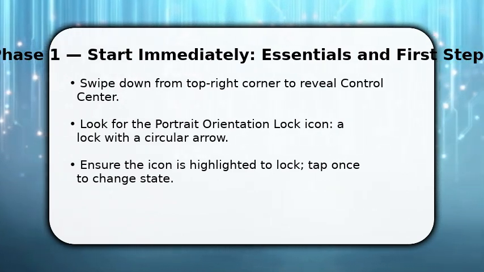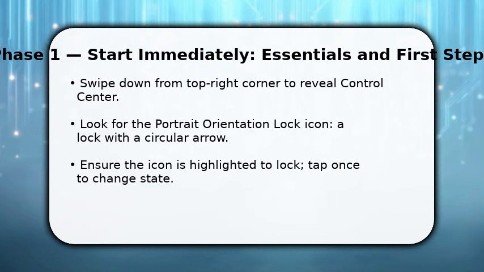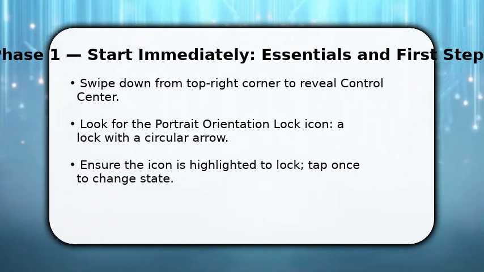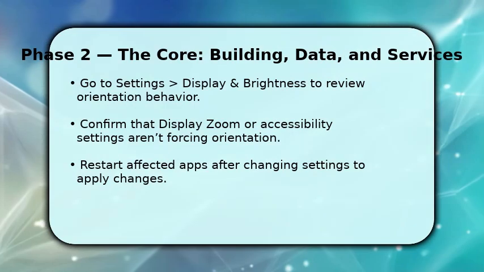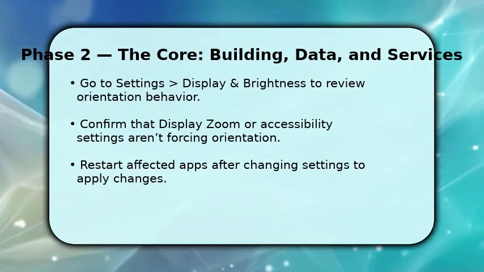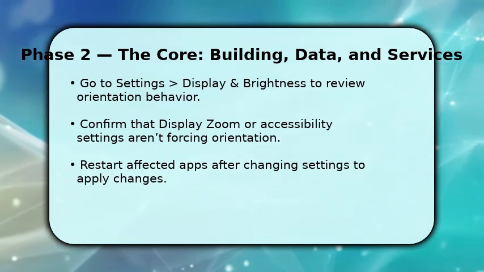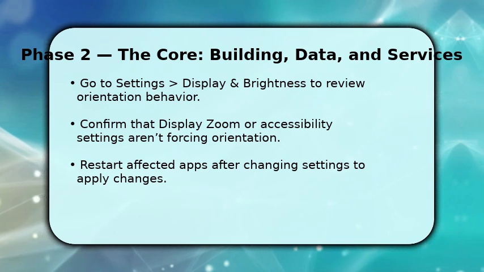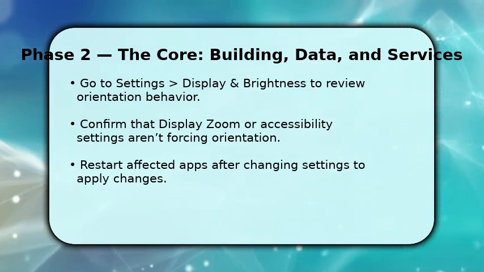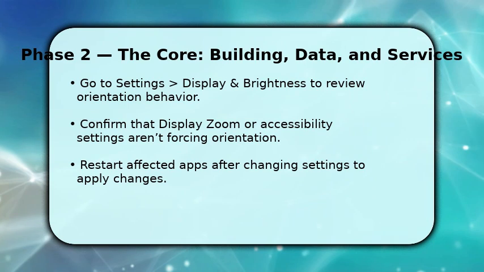If you prefer a permanent change, next we'll use settings to confirm behavior and rule out app-specific overrides. Once you've used Control Center, open Settings to double-check system-level options. Tap Display and Brightness, and verify display zoom and any accessibility features aren't constraining rotation. Sometimes zoomed view prevents rotation.